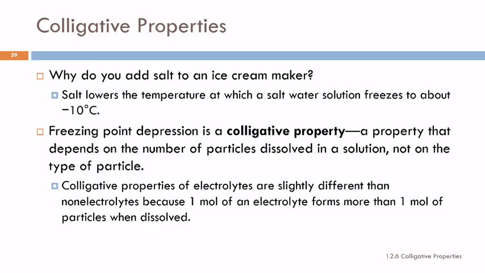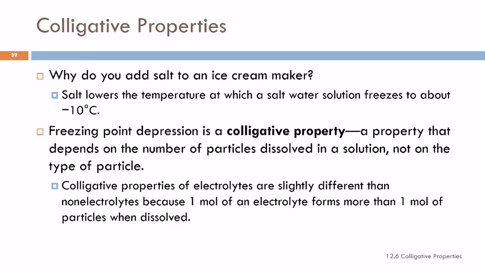So freezing point depression, nothing to do with mental state or being depressed because it's cold in the winter in Minnesota. Freezing point depression is a colligative property. There are several colligative properties. Colligative property means that it depends on the number of particles that are dissolved in the solution. It doesn't matter what they are. It's just the number of particles.